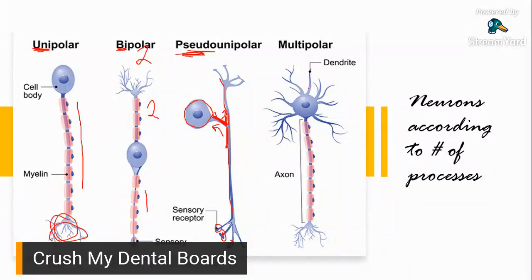Okay. Now dendrites are short processes that are attached to the cell body. So as you can see, in the multipolar neuron, the dendrites are attached to different sites in the cell body, right here. So you have several points of attachment. That's why it's called multipolar.